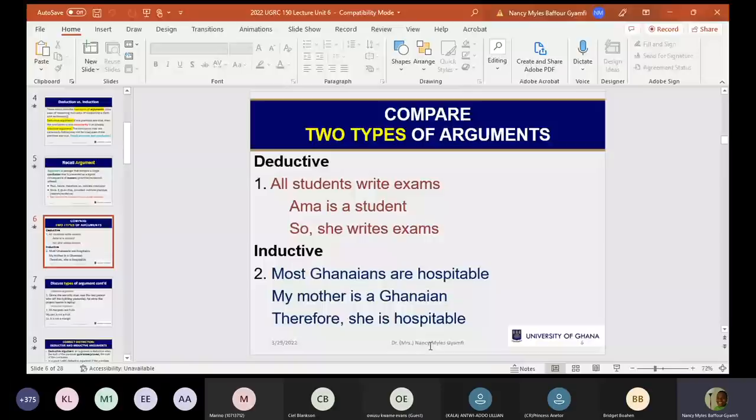But let us assume that we were not even arguing over that. We all agreed that most Ghanaians are hospitable. Then we all agreed that my mother is a Ghanaian. Maybe you say, no, your mother is not Ghanaian, she's from somewhere else. No. Let's agree that the two premises are accepted to be true. Doesn't necessarily mean that she is going to be like most Ghanaians and be hospitable.